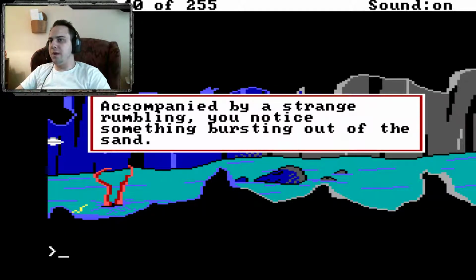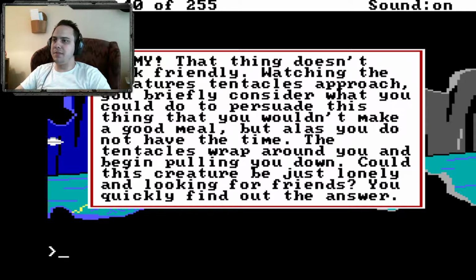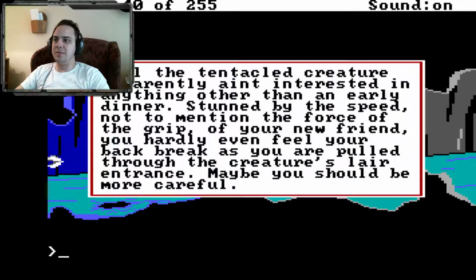Accompanied by a strange rumbling, you notice something bursting out of the sand. Oh my! That thing doesn't look friendly! Watching the creature's tentacles approach, you briefly consider what you could do to persuade this thing that you wouldn't make a good meal. But alas, you do not have the time. The tentacles wrap around you and begin pulling you down. Could this creature just be lonely and looking for friends? You quickly find out the answer.